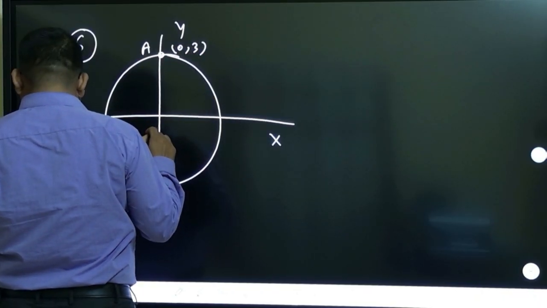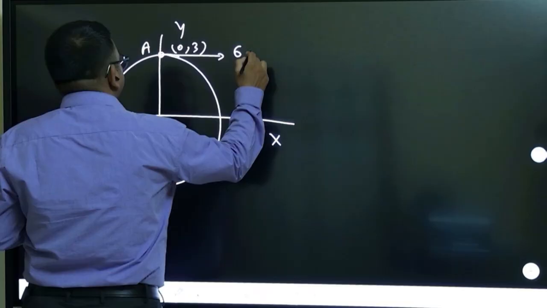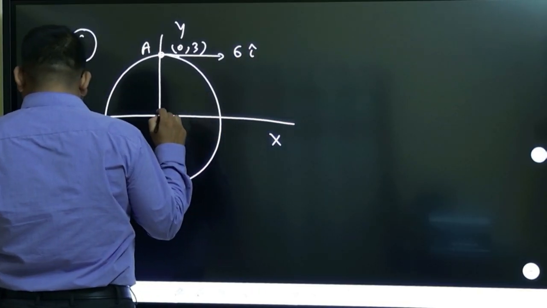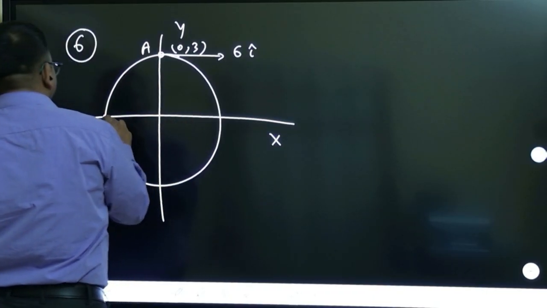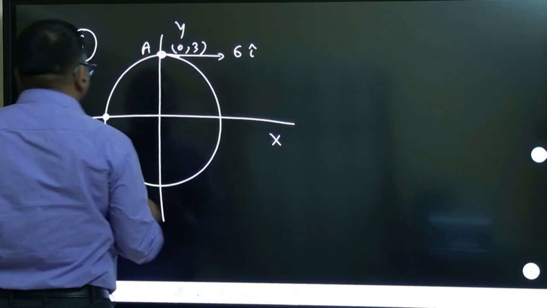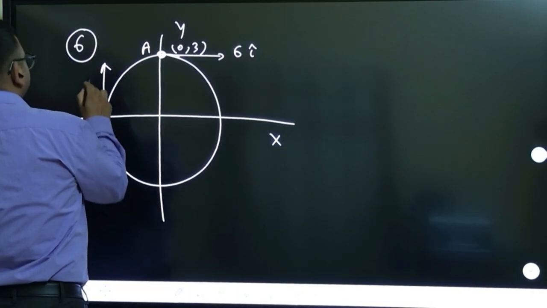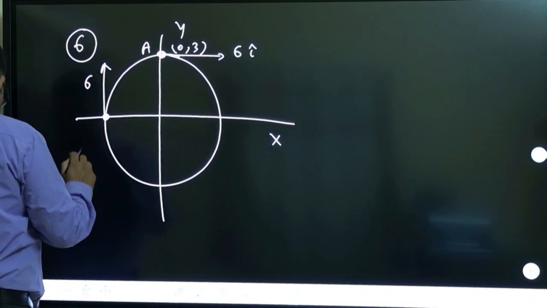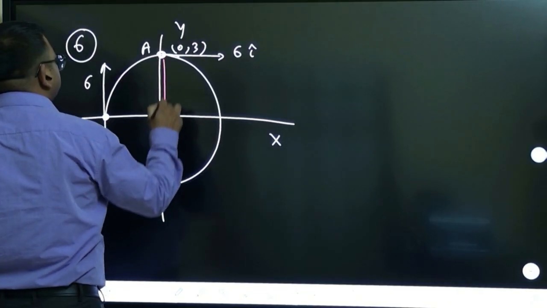And its velocity is given along the x-axis. Velocity is 6 i cap, meter per second. When it is at point B, its velocity and acceleration they are asking. Definitely, velocity this way means it is going like this way. So here it will be like this direction. Velocity will be 6, but it will be along j cap. Radius they have given, this is the radius 3.